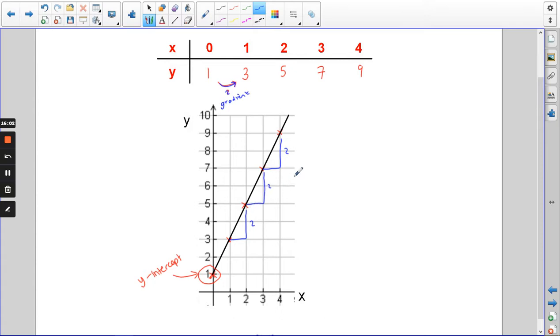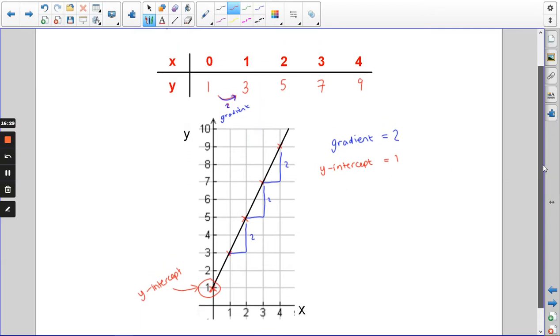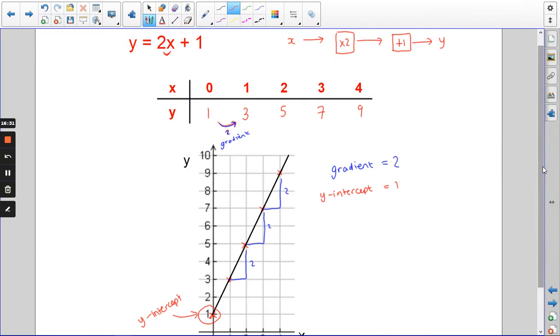So for this graph, we would say that the gradient is 2 because each coordinate goes up in 2s, and the y-intercept is 1 because it started from 1. Okay, so there's two things you might want to start thinking about when you're drawing graphs: how steep the graph is, which is gradient, and where it begins or crosses the y-axis. Okay, so there's a third graph there.